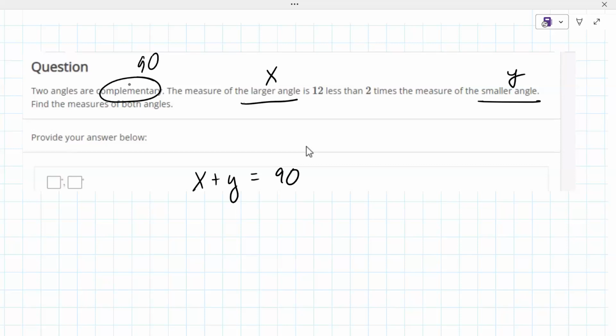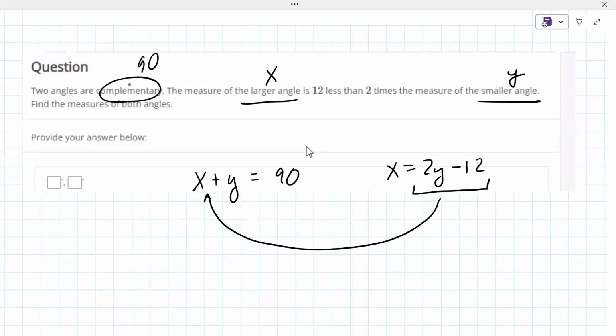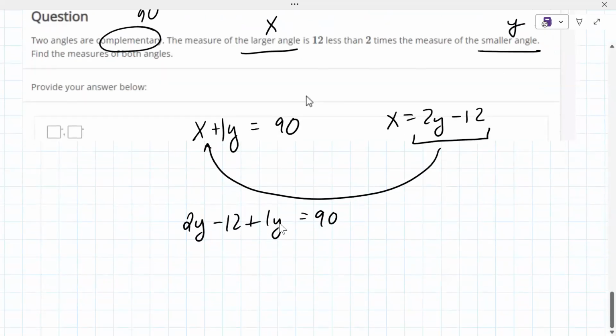Would it be 2y minus 12? Yes, x equals 2y minus 12. And that's going to go in for x. So we have 2y minus 12 plus 1y equals 90. That's the 1y there. What should we do with the y's? What did we do in the previous problem? Combine them. Combine them, yeah. So it's 3y minus 12 equals 90. Will you try solving this equation for me, please?